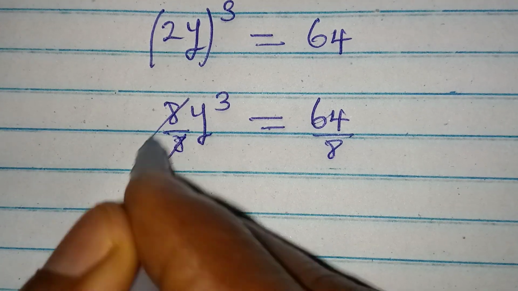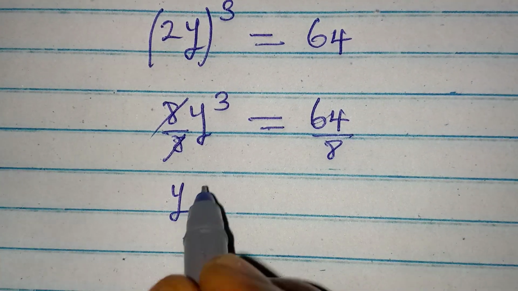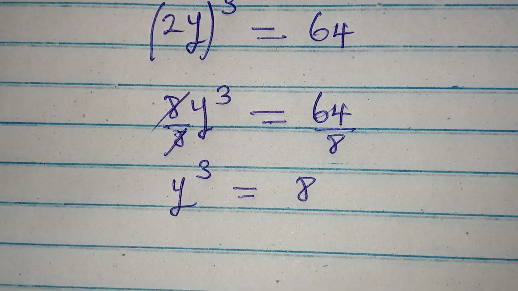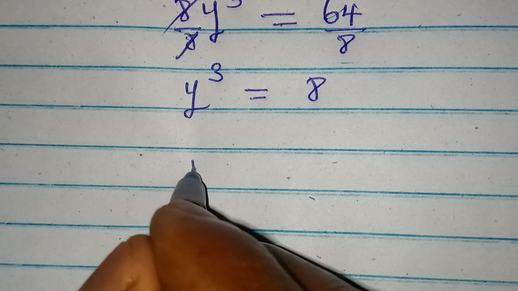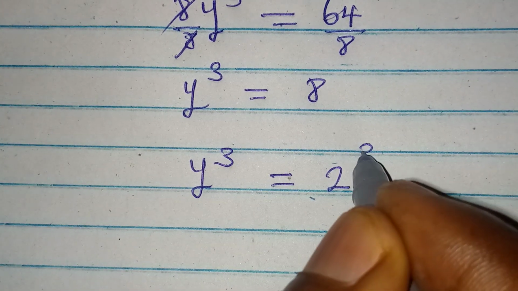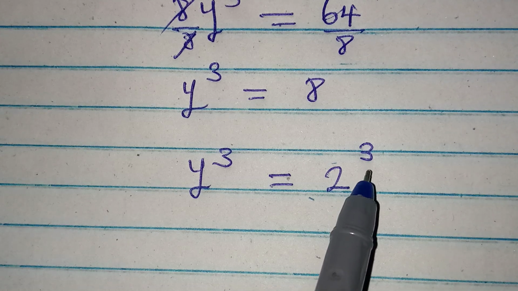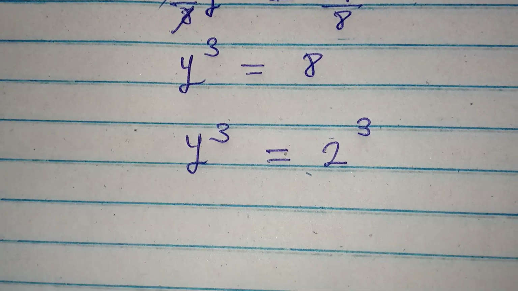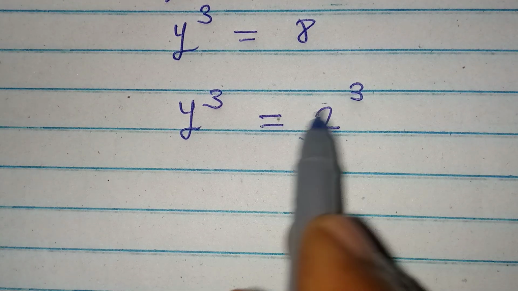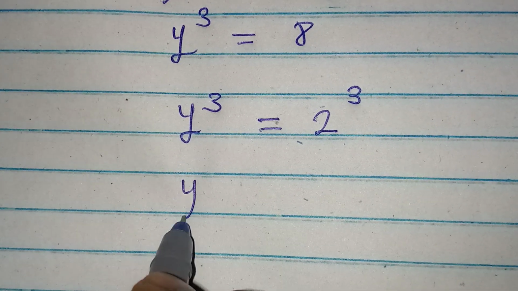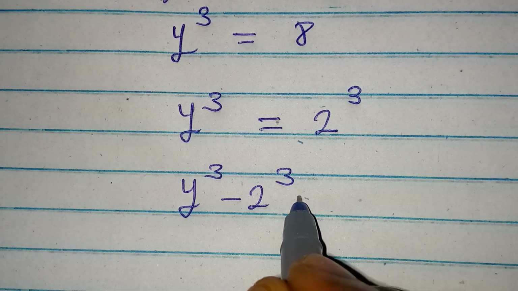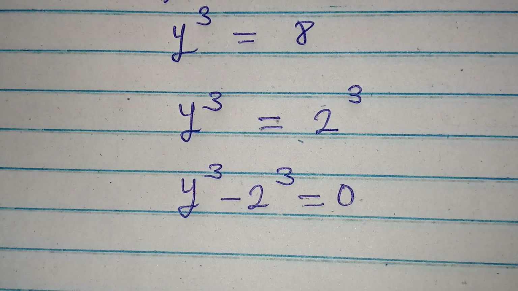Okay, so that this and this will be gone, and then y to the power of 3 will be equal to 8. And then from here, y to the power of 3 will be equal to 2 to the power of 3, because 8 is the same thing as 2 to the power of 3. Then from here, we can take this to the left, so we have y to the power of 3 minus 2 to the power of 3 equal to 0.